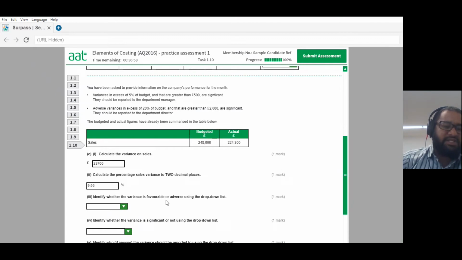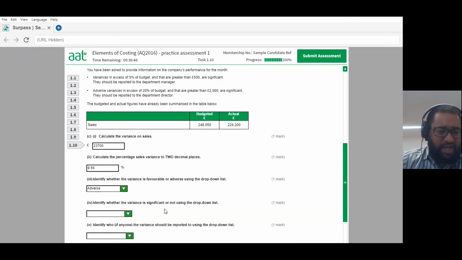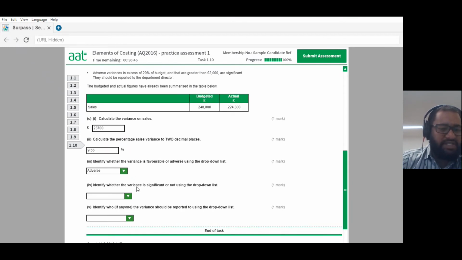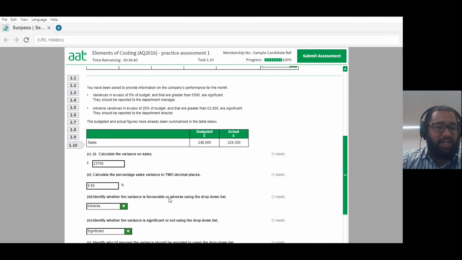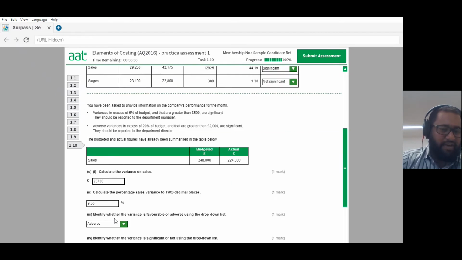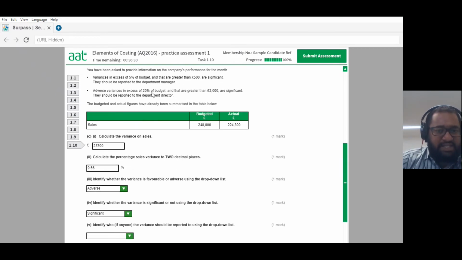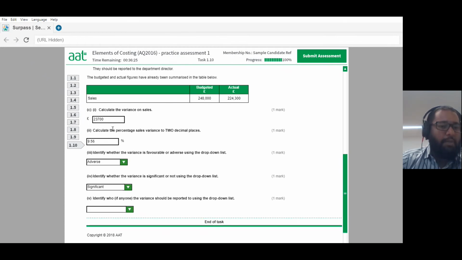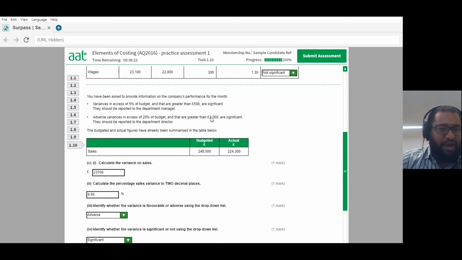Identify whether the variance is favorable or adverse. If you look at that here, this is your budget. The actual sales are lower than your budget, therefore it's an adverse variance because you earned less than what you budgeted for. But they're asking whether it is a significant or non-significant variance. So it's definitely significant, because the condition is 5% of the budget, yes, it is more than that, and greater than 500, yes, it is more than 500. But is it exceeding the 20% for an adverse variance? It is adverse, but it is not more than 20%, though it's definitely more than 2,000.